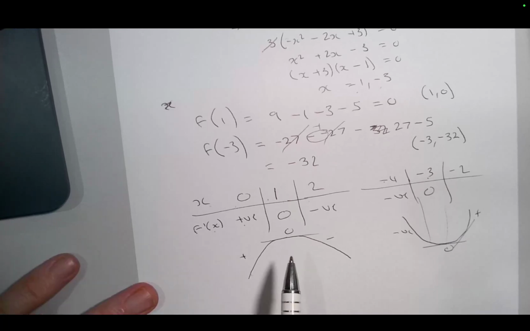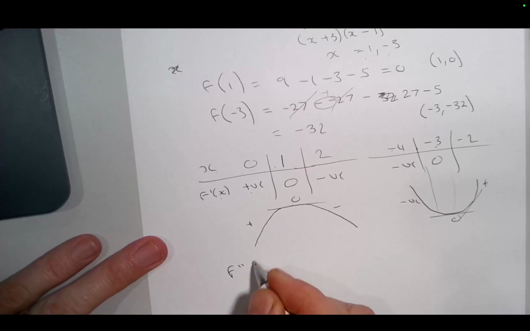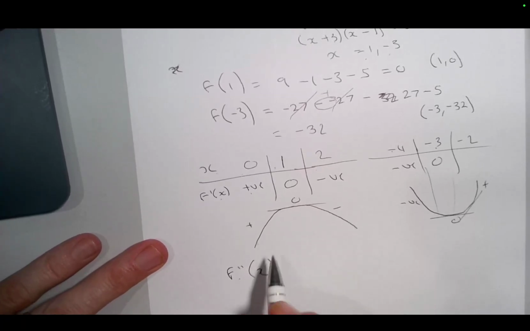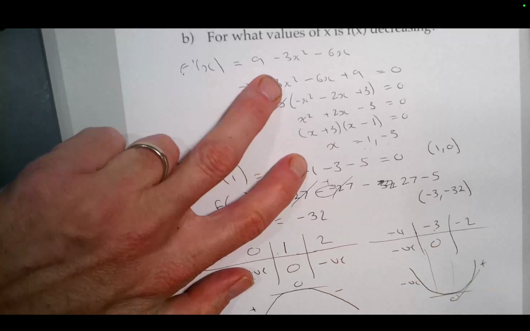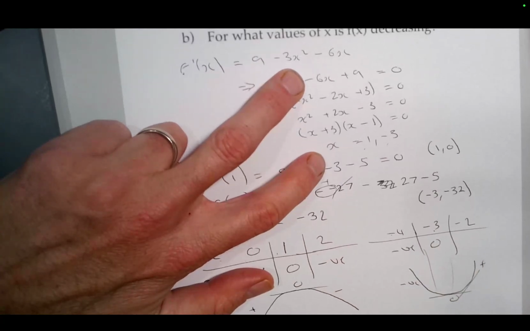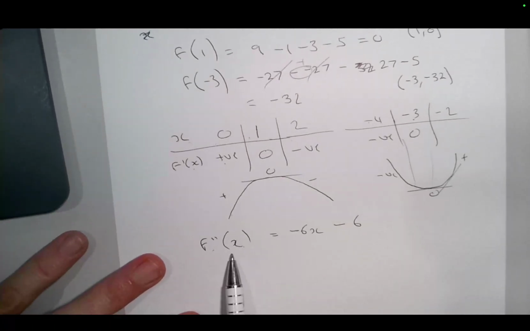I'm not quite sure, but the easiest way is to do the second derivative test. The second derivative test is differentiate it twice. So let's differentiate this again. What do we get? We get negative 6x minus 6. Okay, so that's the second derivative.